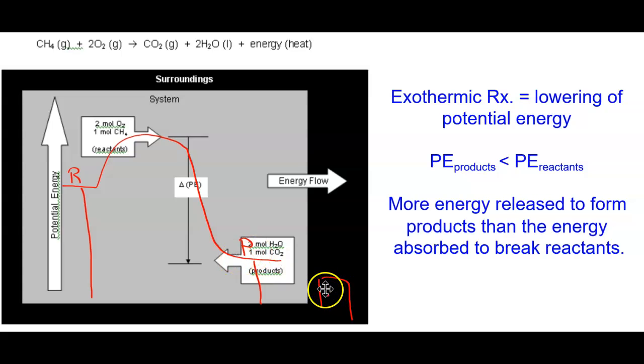So you see your products down here. Okay, so again, exothermic reaction is the lowering of potential energy. So potential energy went from this to this. And I have potential energy of the products is less than, right? So that's this much, than the potential energy of the reactants, pardon me. More energy released to form products than the energy absorbed to break reactants. So it takes more energy to form the products than it does to break these reactants. It takes more to form the products than it does to break the reactants.